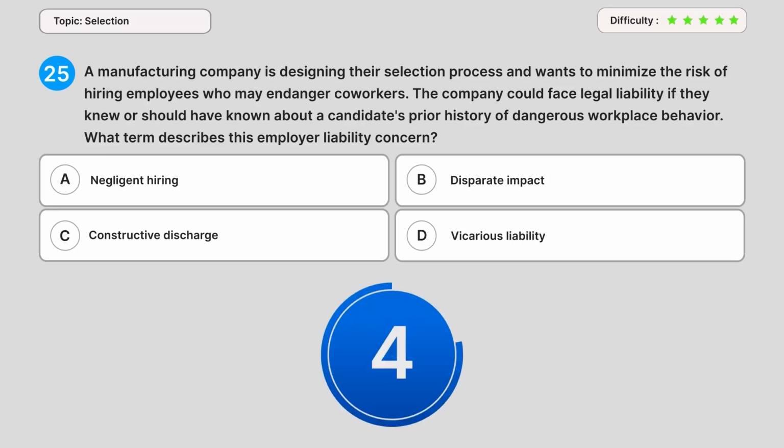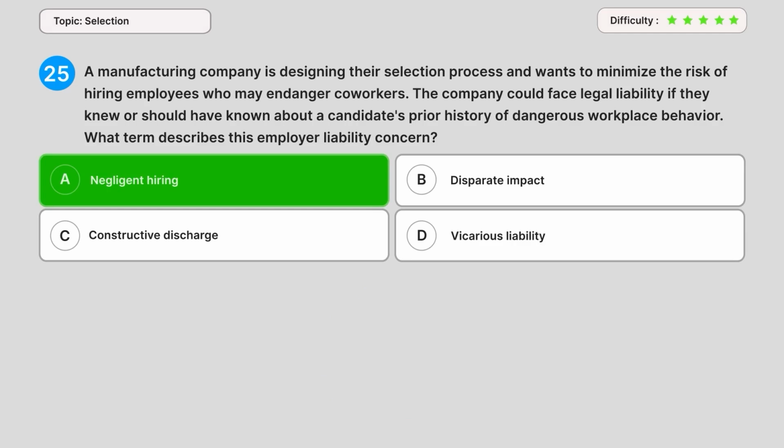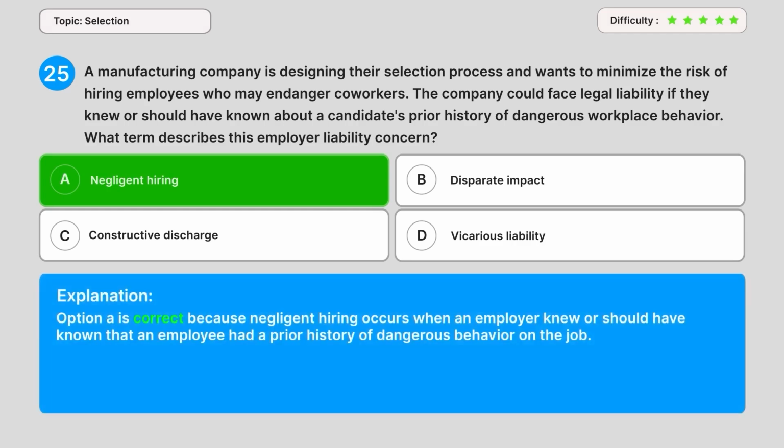Can you guess the answer? Correct answer, A. Negligent hiring. Explanation. Option A is correct because negligent hiring occurs when an employer knew or should have known that an employee had a prior history of dangerous behavior on the job.